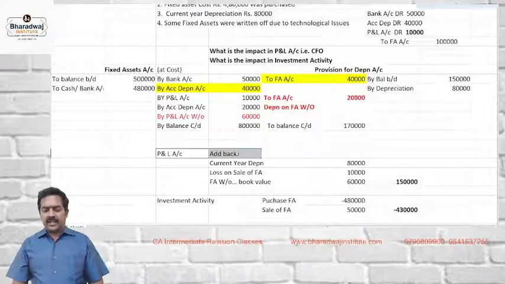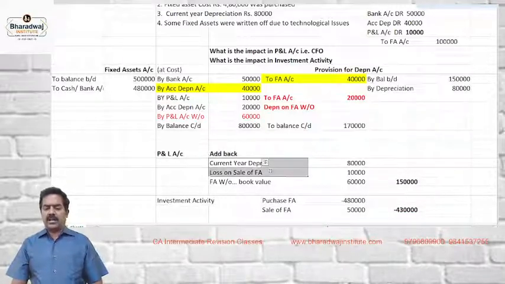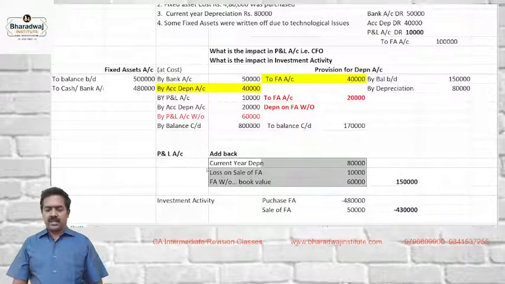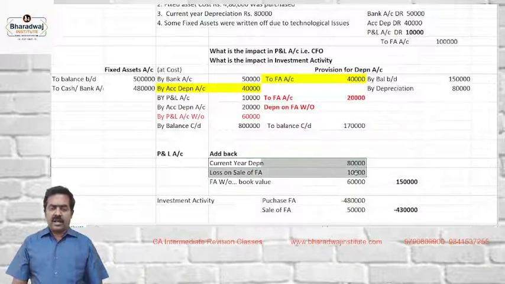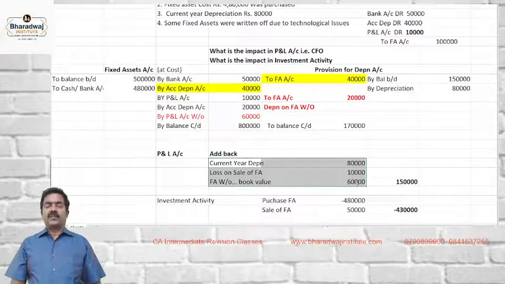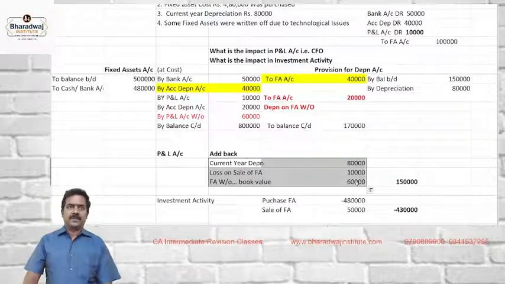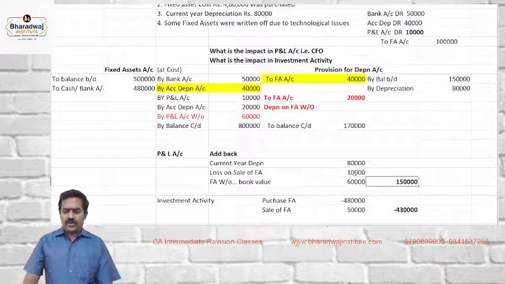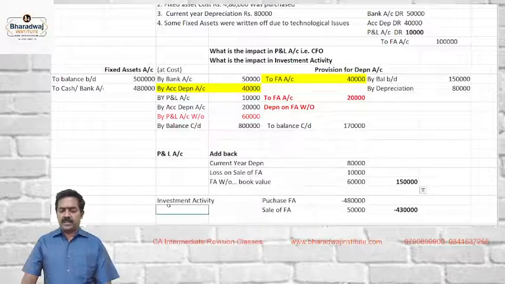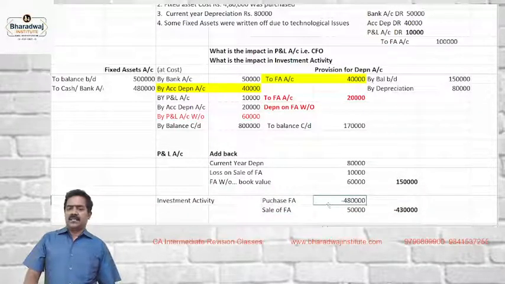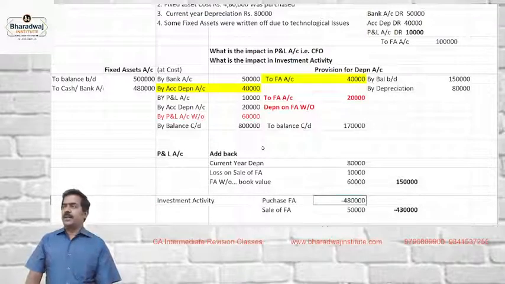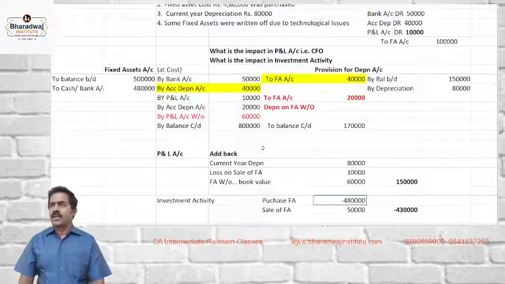We add back these items because they are either non-operating in nature or non-cash in nature. This current year depreciation is like what? Non-cash in nature. Loss on sale of fixed assets and fixed assets written off are like what? Non-operating in nature. They are non-operating as well as non-cash. So we will add back 1,50,000. In the investing activity, we will show which one? Purchase of fixed assets and sale of fixed asset. This is the adjustment in some problems where some students might go wrong.